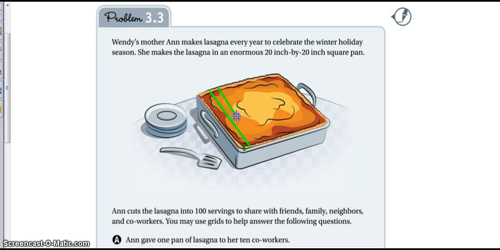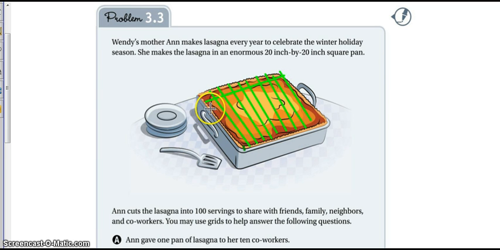Okay, so 1, 2, 3, 4, 5, 6, 7, 8, 9, and I wish my lines were straight, but there would be 10. Whoops, I only need 9. So I'll go back and get rid of that last line. So 1, 2, 3, 4, 5, 6, 7, 8, 9, 10 equal pieces. We're going to pretend they're equal even though they aren't equal in my drawing. And then she would cut it in 10 this way.